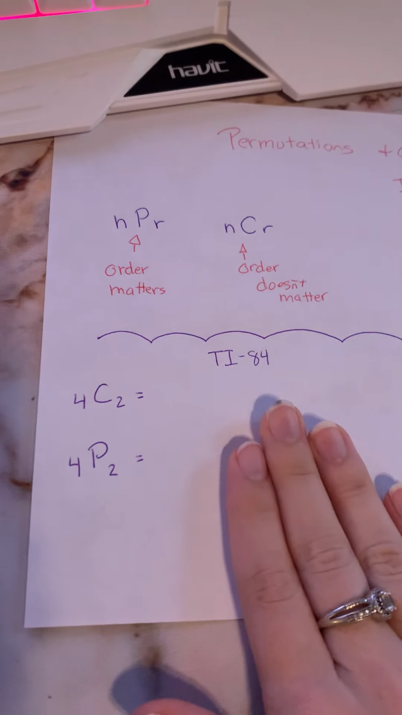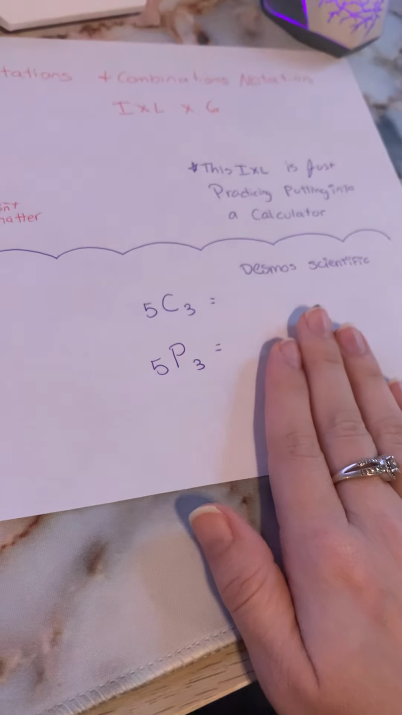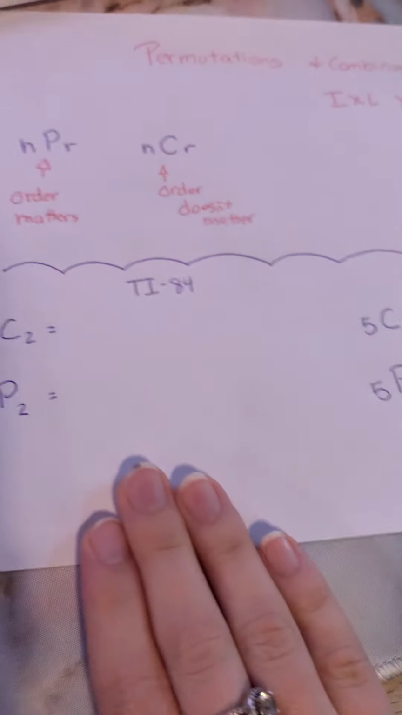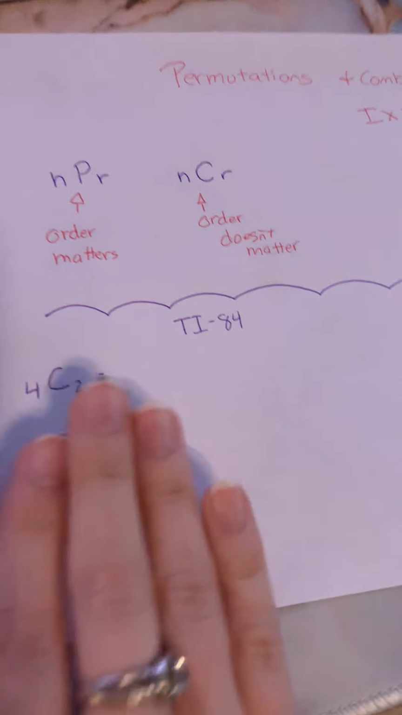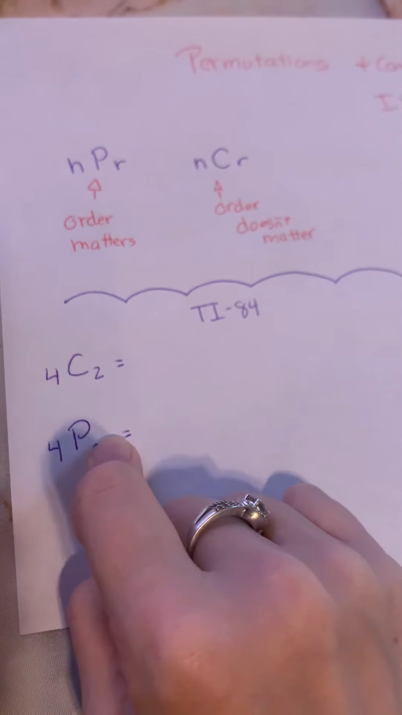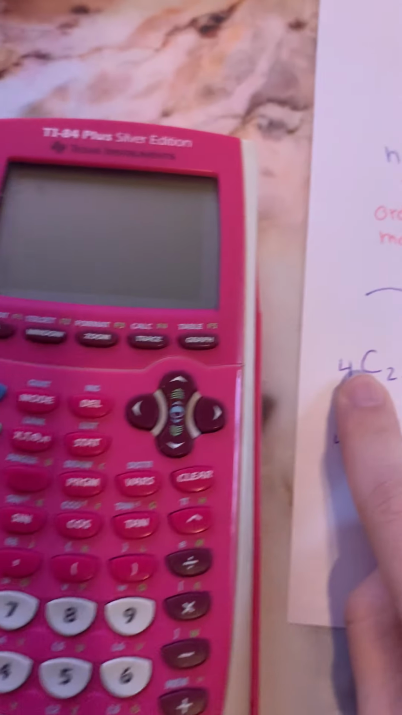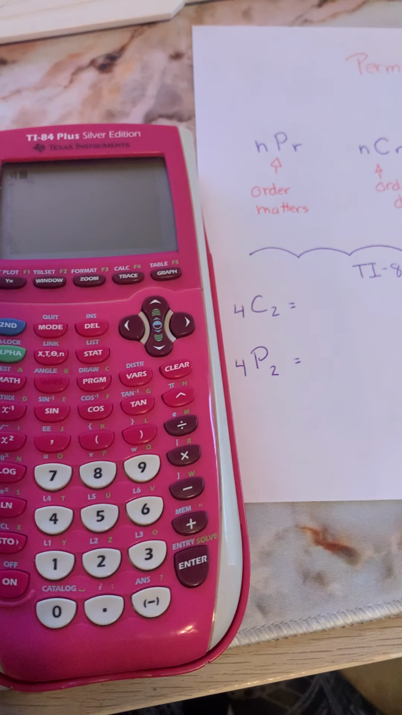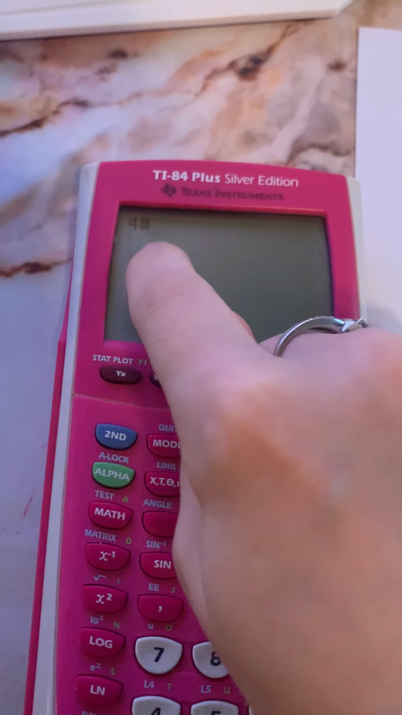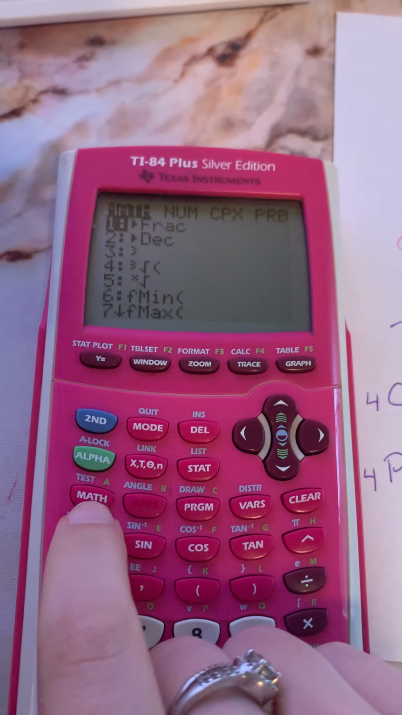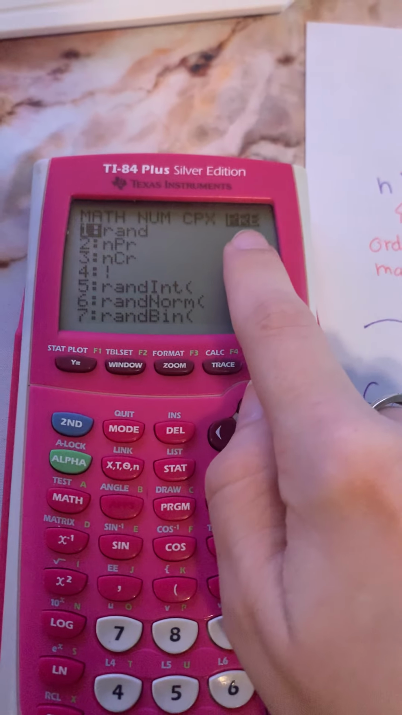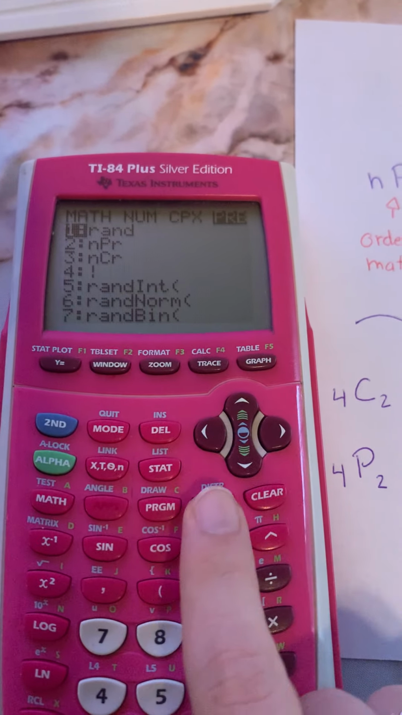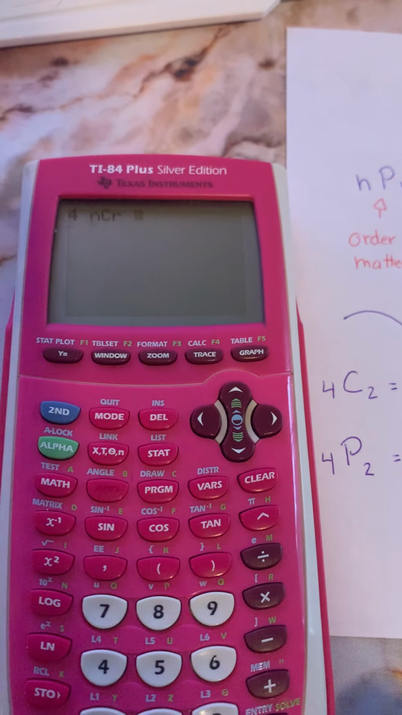I'm going to do the 84 first, if you're using that, and then I'll do the Desmos calculator second. So for the 84, before you get to the letters, you need to type the first number in. Here, I want to type the 4 first. Then I'm going to get to this part, which is under math. You hit the math button and arrow over to the probability tab. Right there, 2 and 3 are your P and your C. We want C first, so I'll hit C and then enter.